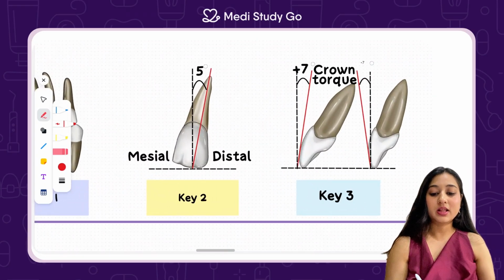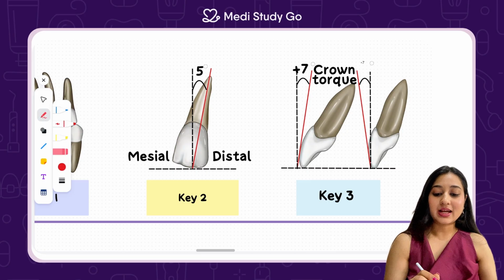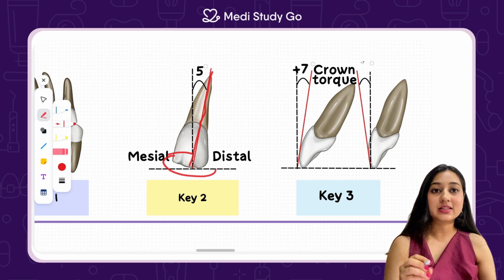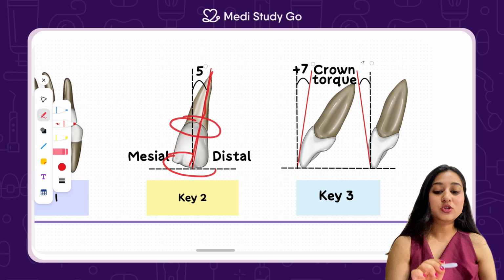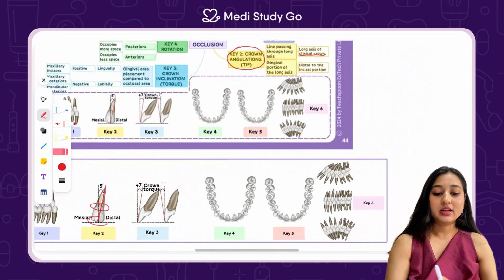Taking for example, this is a permanent maxillary central incisor. This is the crown portion and this is the root of the central incisor. Now taking the crown, the long axis of the crown, there is one portion which is closer to the incisal edge. This is called the incisal or the occlusal portion, and the portion that is present near the gingiva is called the gingival part of the line.